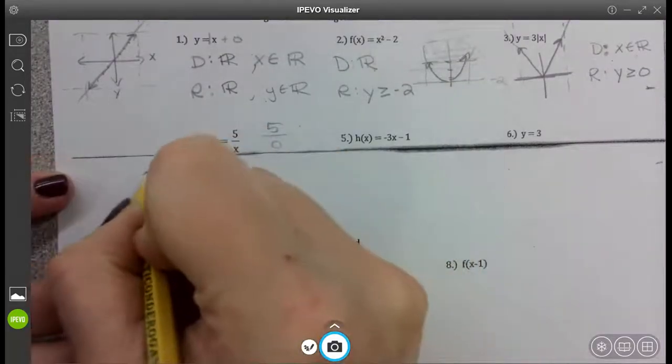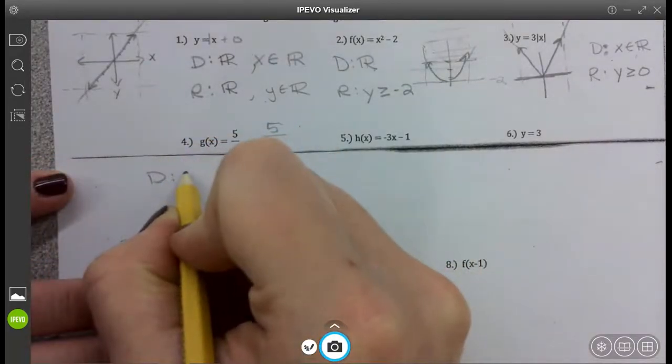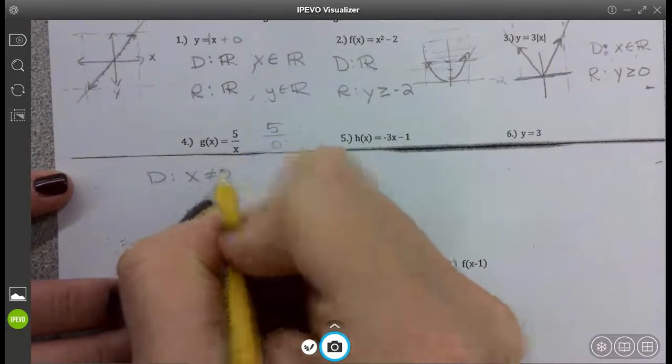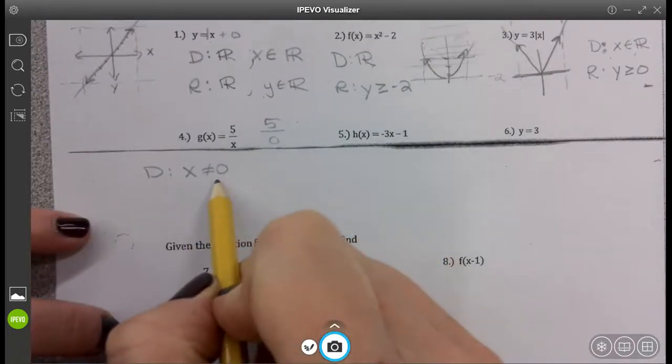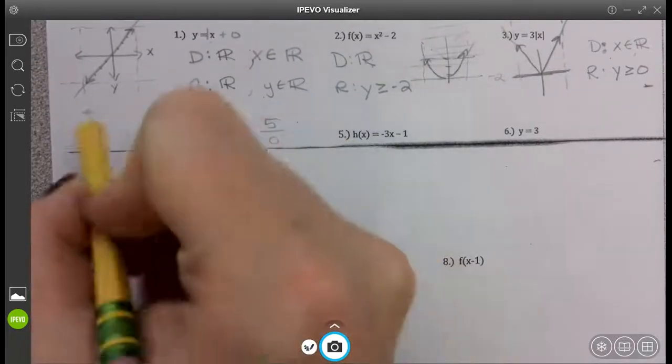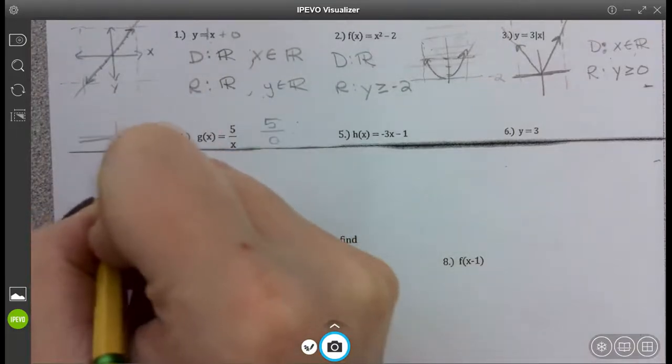So our domain is x cannot equal 0. You can put all real numbers, comma, x cannot equal 0. That's fine too. If you just put this, it's understood it's every other number but 0. So if you graph it, it'll show you.